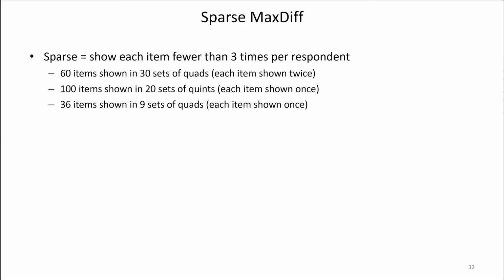So if we had 60 items, maybe we could show 30 sets of 4 items each where we're showing each item twice. Or maybe if we had 100 items, we could show 20 sets, 5 items each, and show each item only once. Those are examples of sparse MaxDiff.